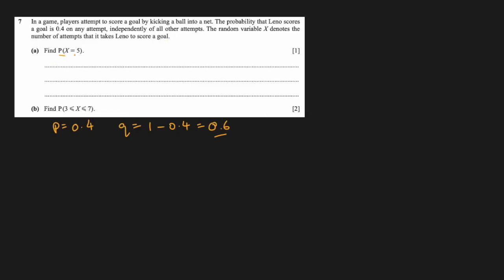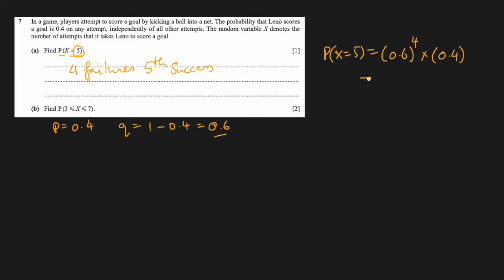So here the probability of X equal to 5, that's what they're asking us to find, which means that he is successful in the 5th attempt. That means he has 4 failures before the 5th attempt is a success. That's what we will calculate. The probability of X equal to 5 will be 4 failures, which is 0.6 to the power 4, multiplied by the success the 5th time.